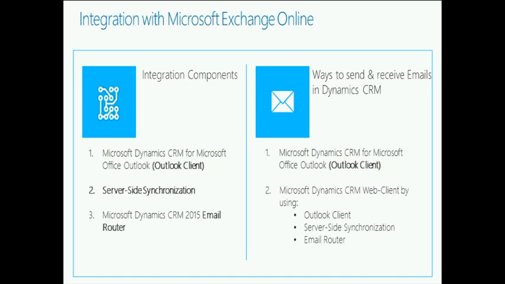Email router is what we used to use before we had server-side synchronization, but now the email router is kind of getting phased out, but it's still used in those hybrid scenarios where we're connecting CRM Online to Exchange on-premise or Exchange Online to CRM on-premise, so the vice versa there. But basically what these components allow you to do is send and receive email out of CRM and track that information right into the system, sync your contacts, your tasks, your appointments down to Outlook.